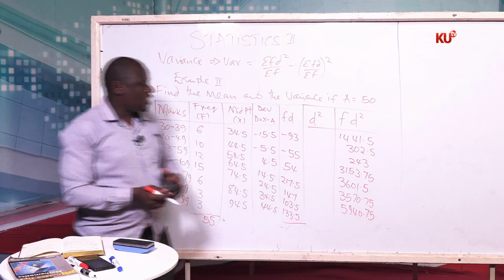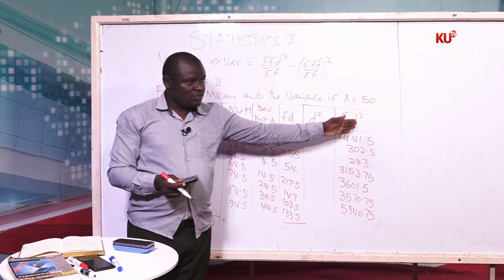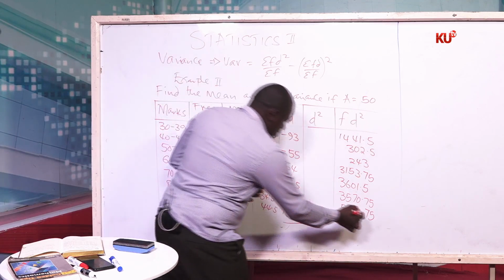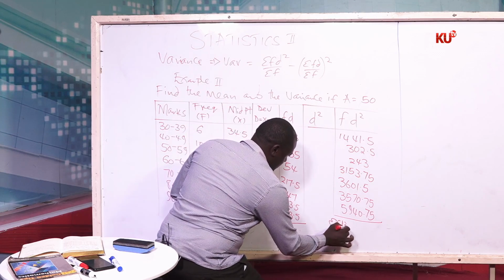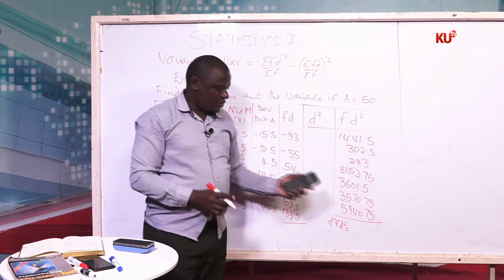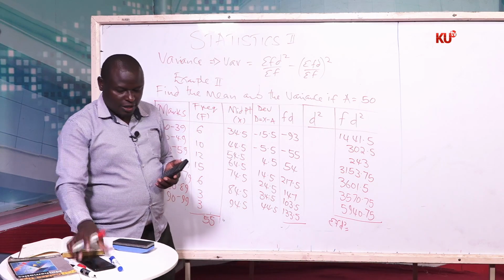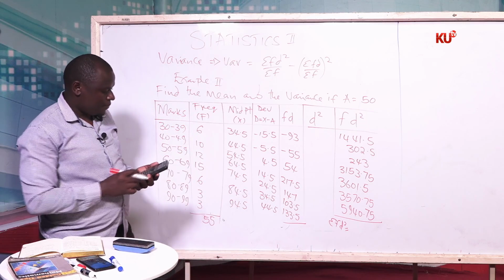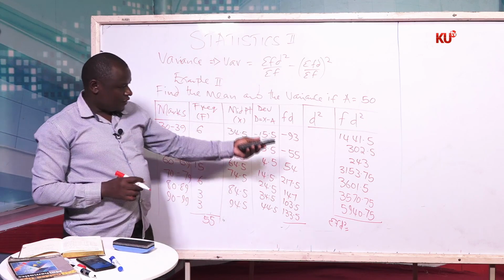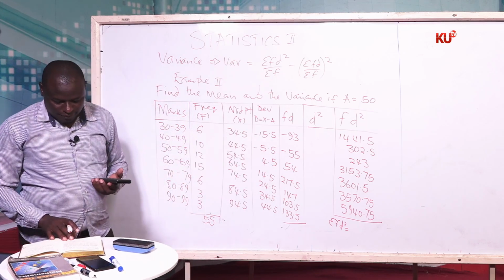5940.75. This is the last column, the column of FD squared. Now, I want the sum of FD squared. We add all these values and bring the sum down here. Let's add those values and get the sum down there.